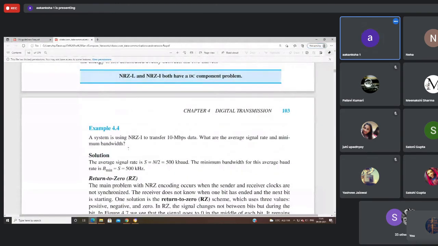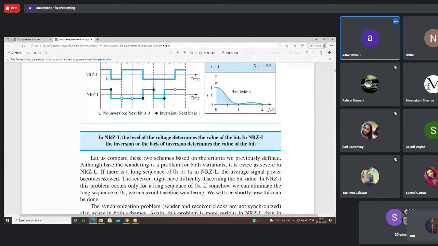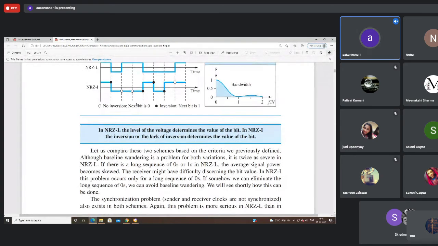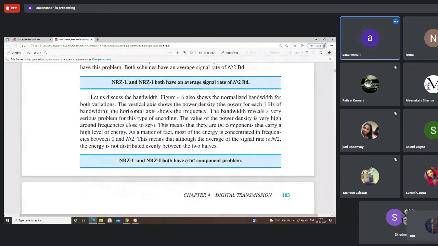They have a DC component because this is a constant value, positive or negative, or positive to negative or negative to positive. Every time, whatever we are sending, we are sending a DC signal, a nearly 0 frequency signal, and more power is concentrated near the 0 frequency because of the DC component present in NRZ-L and NRZ-I schemes, which are polar schemes.